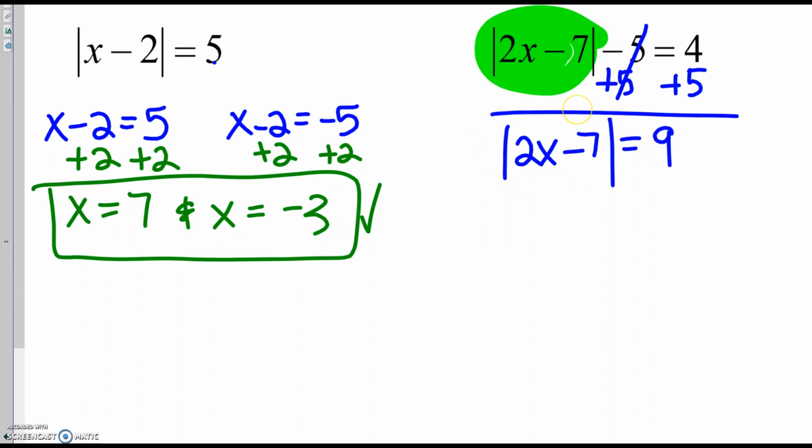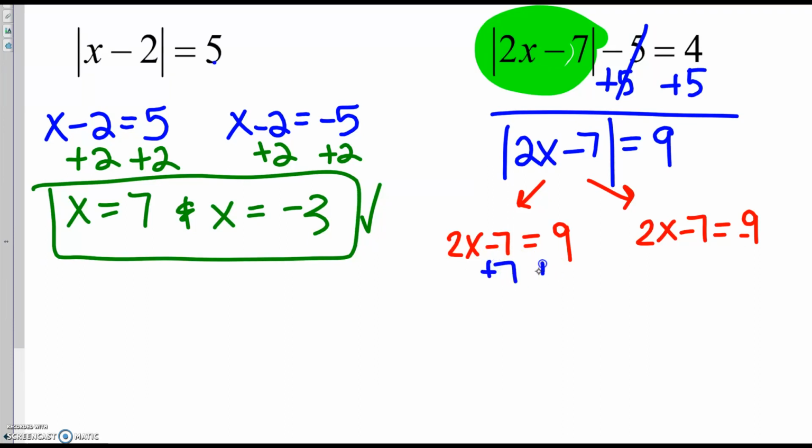So now that the absolute value is isolated, I can go ahead and set up my two equations. My first equation is 2x minus 7 is equal to positive 9. The second equation is 2x minus 7 equals negative 9. And then now I would solve just like I would any other equation. I'm going to add 7 to both sides. 2x equals 16. I divide by 2. So x equals 8 is one solution.